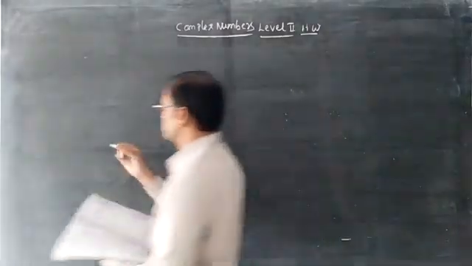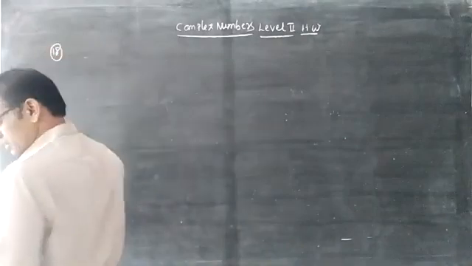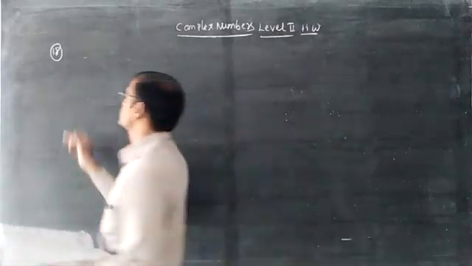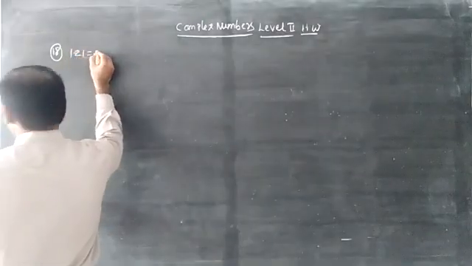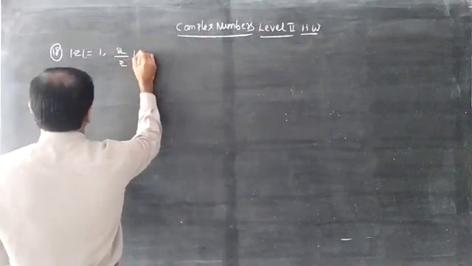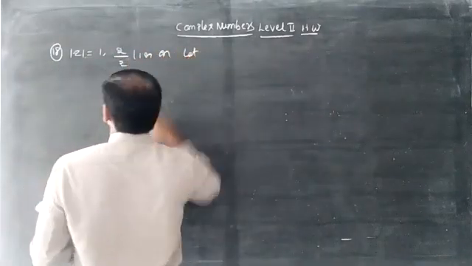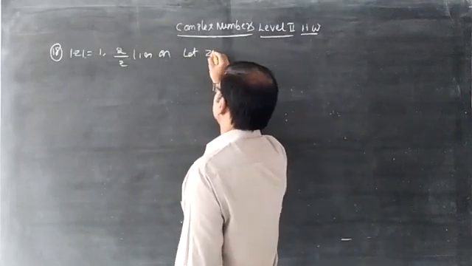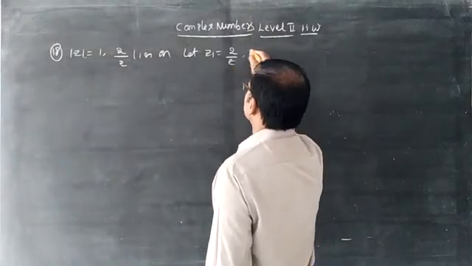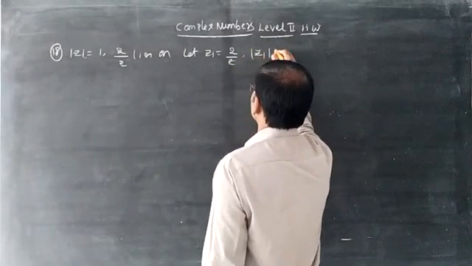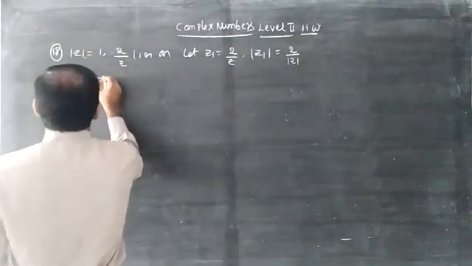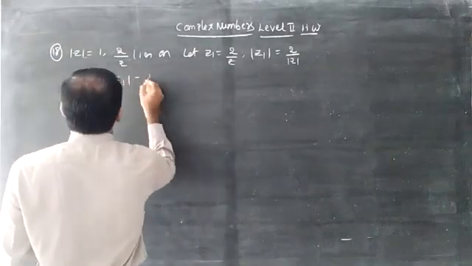Now 18th question. If Z lies on the circle modulus Z is equal to 1, then 2 by Z lies on. Let Z1 be a locus point 2 by Z. If you take modulus here, modulus Z1 is equal to 2 by modulus Z. So that implies modulus Z1 is equal to 2 by 1.